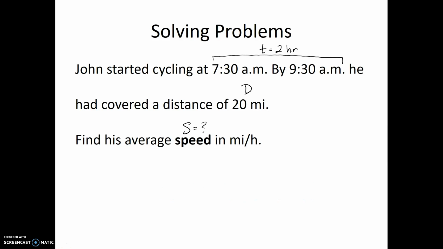Now let's use our formula for speed. Speed equals distance over time, and plug in our variables. Our distance is 20 miles and our time is 2 hours. So our speed equals 10 miles per hour.